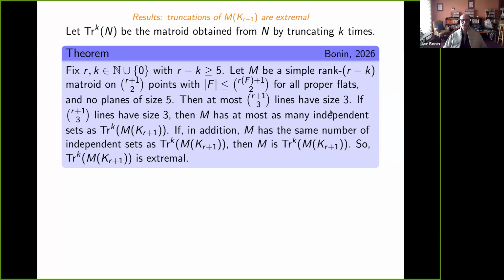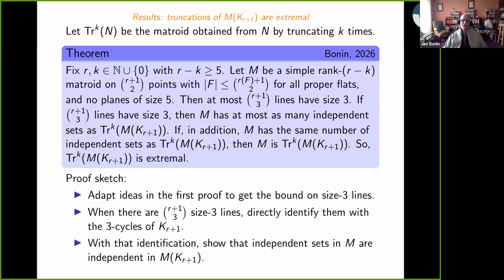Now, if you're in that extremal case where you have r plus 1 choose 2 lines of size 3, then M has at most as many independent sets as in the truncation of the cyclomatroid of a complete graph. And in that extremal case, if you have the same number of independent sets, then you have the truncation of the cyclomatroid of a complete graph. So there, it's extremal. Now, how do we actually go about proving this?